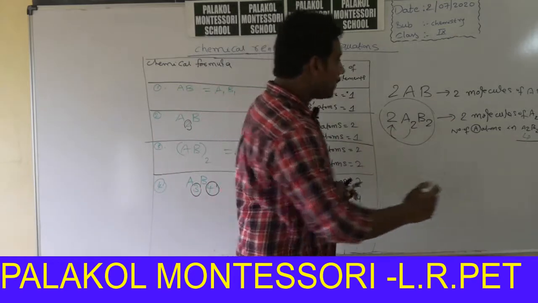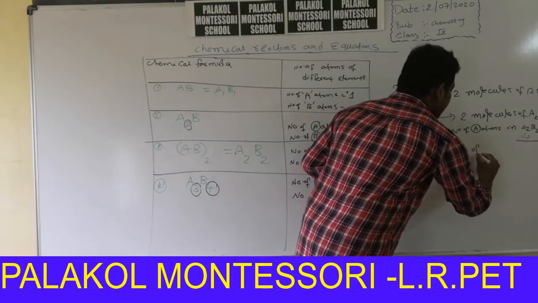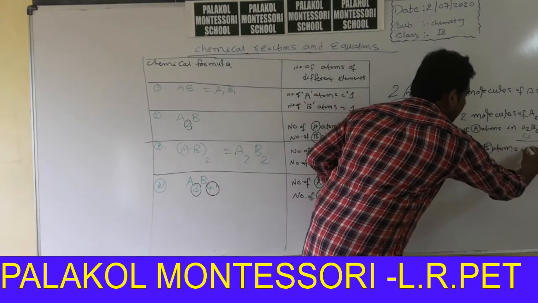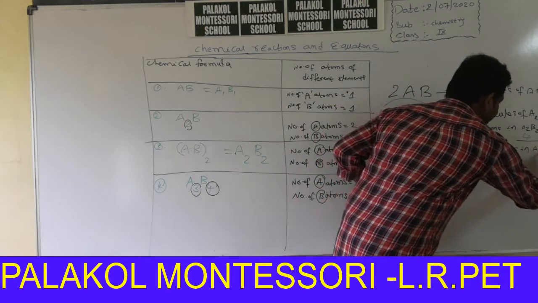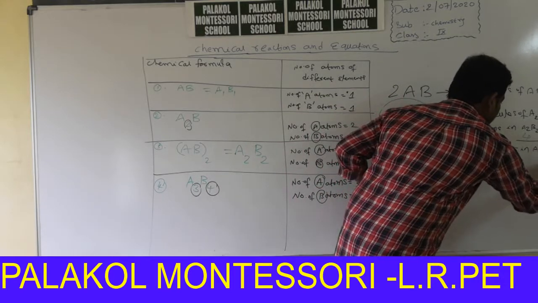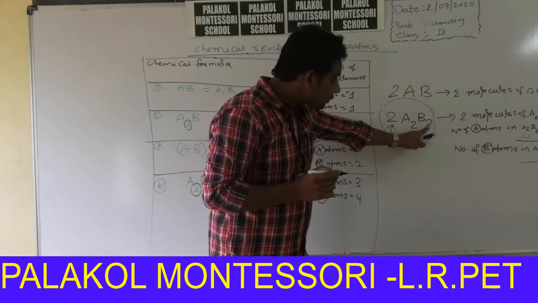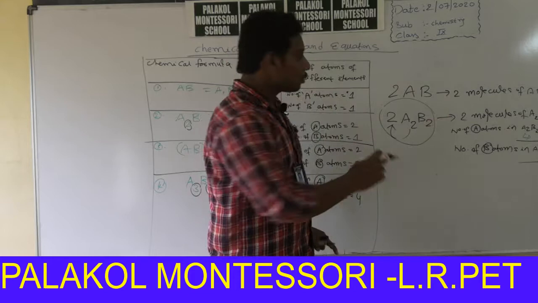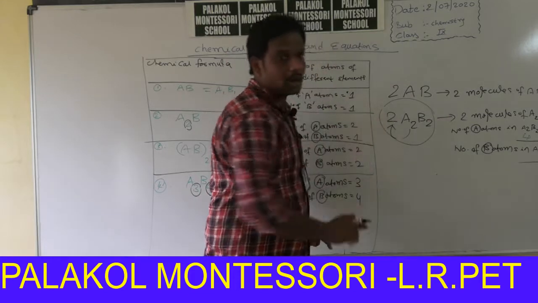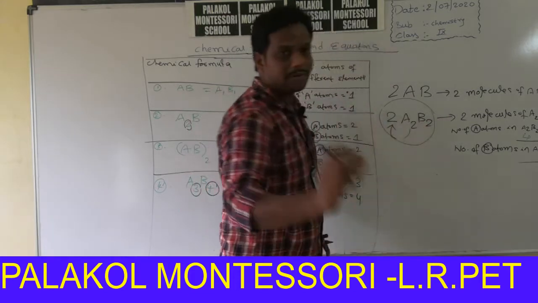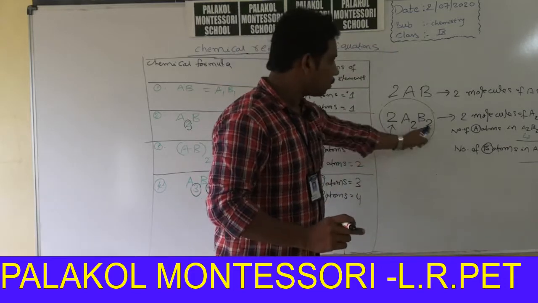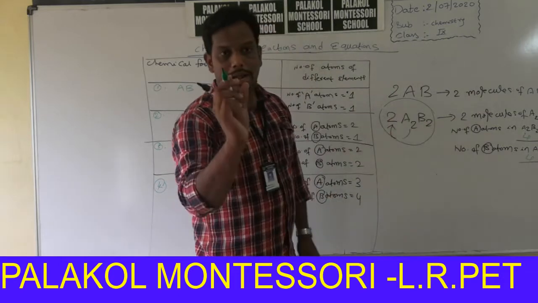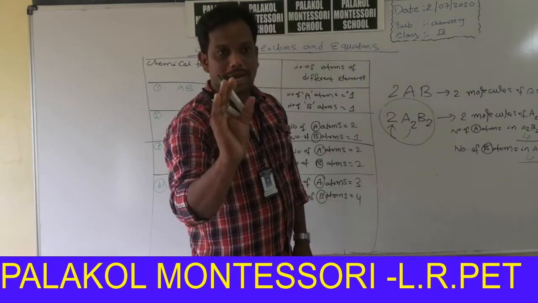Similarly, the number of B atoms in 2A2B2: observe the subscript, 2 is there. Observe the stoichiometric coefficient. Now multiply these 2. Simply we will get the number of B atoms. 2 into 2, 4. Total 4. So in 2A2B2, the number of A atoms is 4, the number of B atoms is 4.